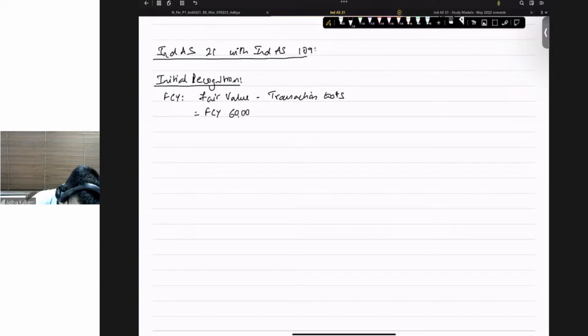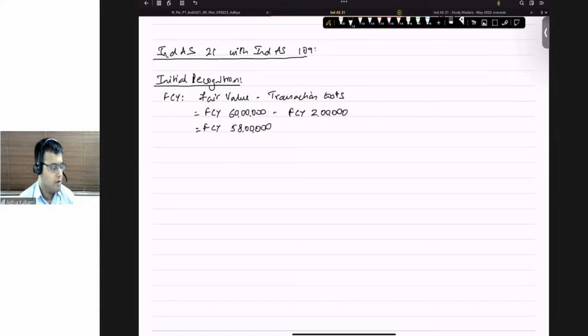So this is 60 lakhs or 6 million minus 2 lakhs (200,000), which gives you 58 lakhs. Do you guys remember this? Yes. Ind AS 109: recording it at the net proceeds. That is why you will have something known as effective interest, which you will apply to record the transaction. So you will initially recognize the loan at foreign currency 58 lakhs.